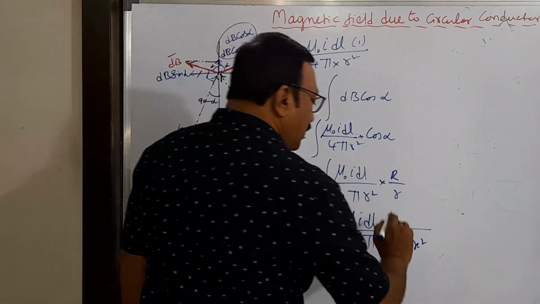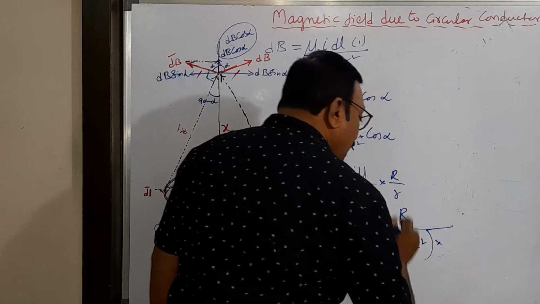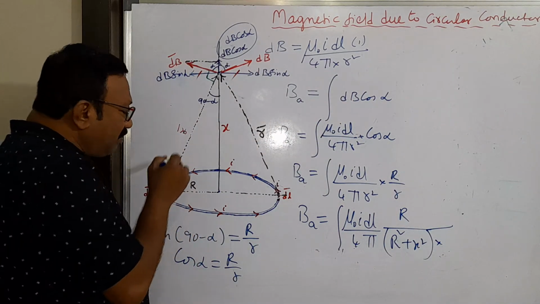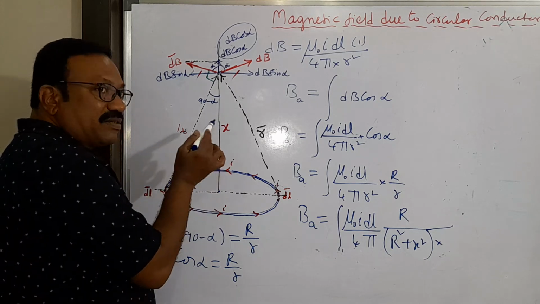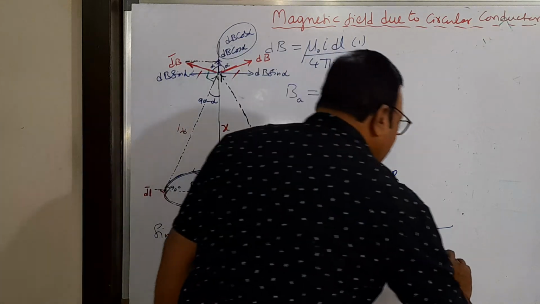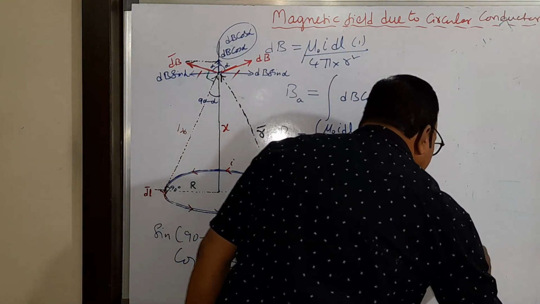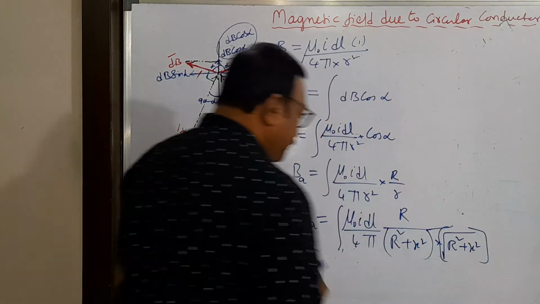Small r squared over, the numerator by capital R you have, and again one more small r is there. Small r means I have to take the root now, because r squared is equal to capital R squared plus x squared. So small r will be equal to the root of capital R squared plus x squared.